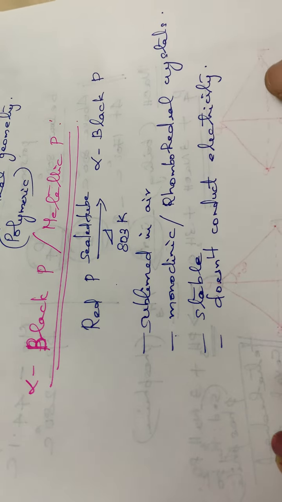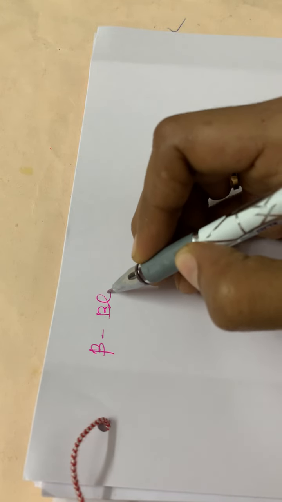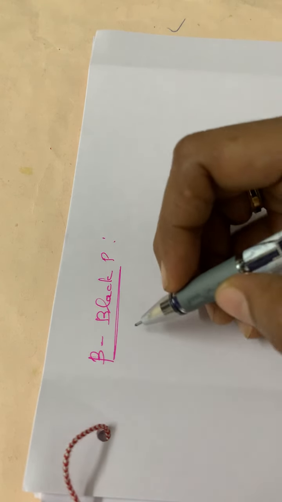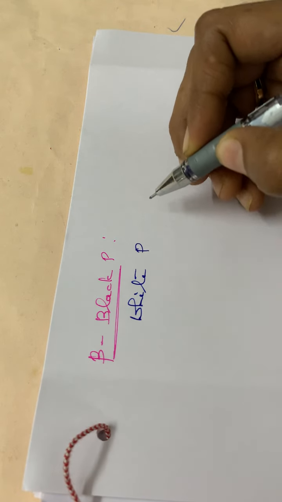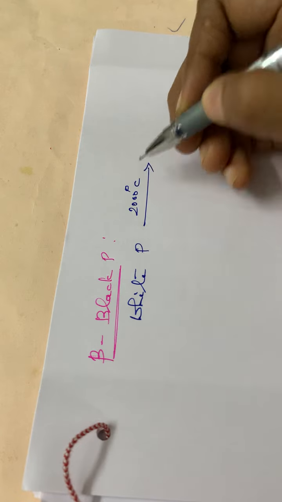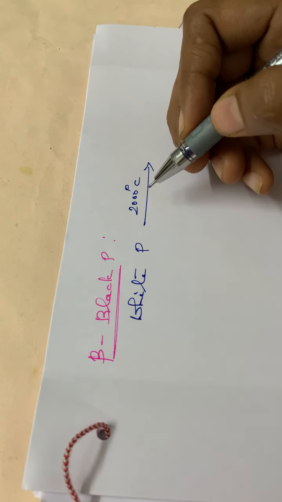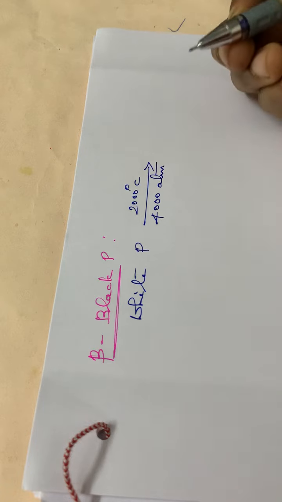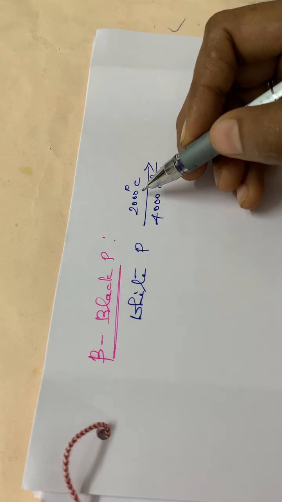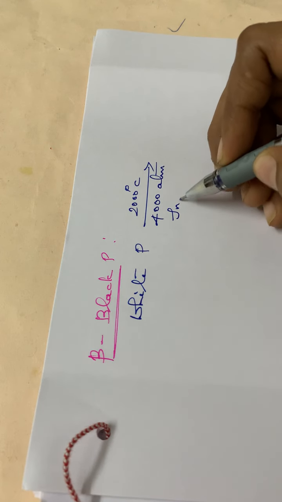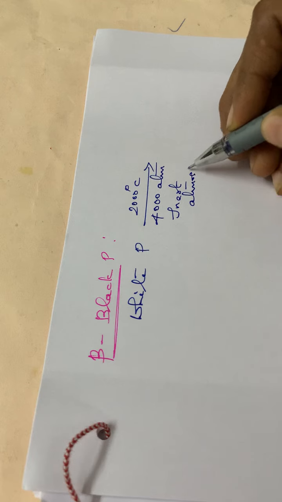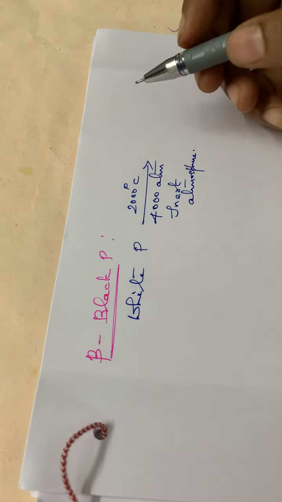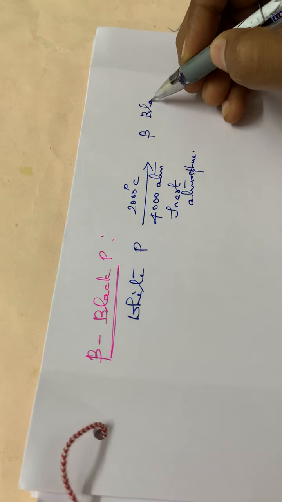Then coming to the next allotrope, that is beta black phosphorus. Here also, this beta black phosphorus is prepared from white phosphorus. So white phosphorus, when heated to a temperature of 2000 degrees Celsius, imagine the temperature, and also at a very high pressure of about 4000 atmosphere, and also one more condition, in an inert atmosphere, we will be getting this beta black phosphorus.